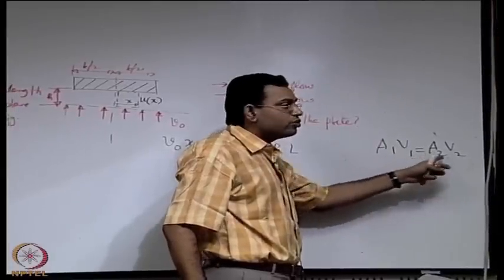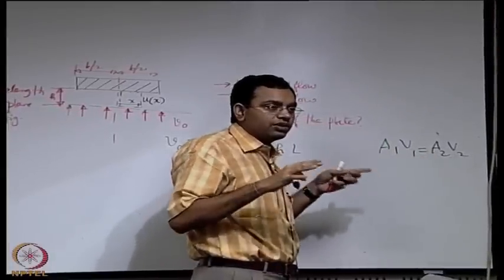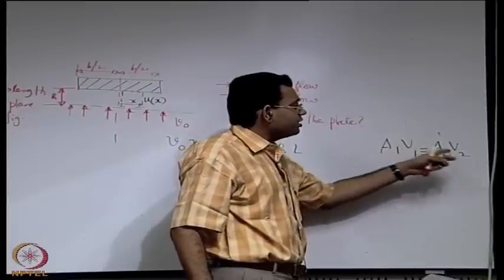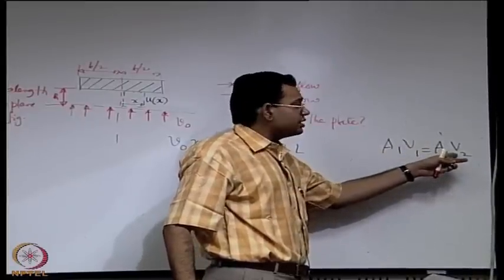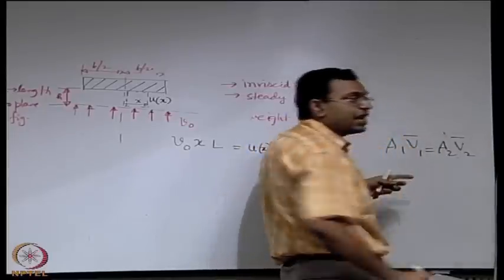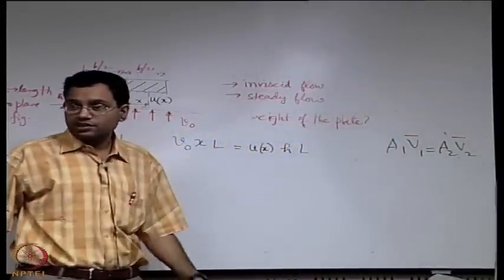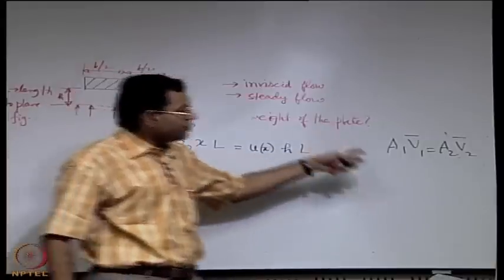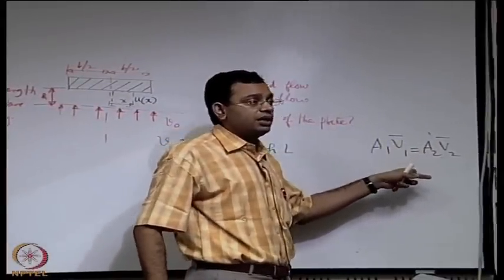So 1 and 2 are the two sections that we are looking for, over which we are having equivalent constant velocities v1 and v2. If they are not constant, these have to be replaced by the average velocities over the sections. But there are even more important assumptions which are inbuilt here. What are those?